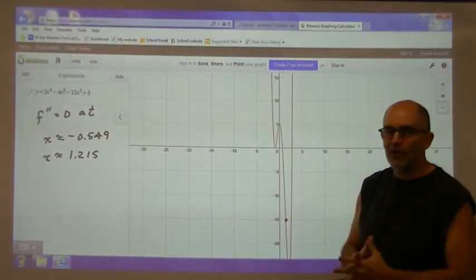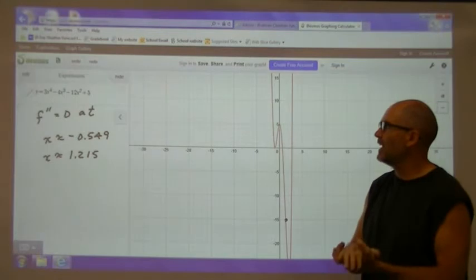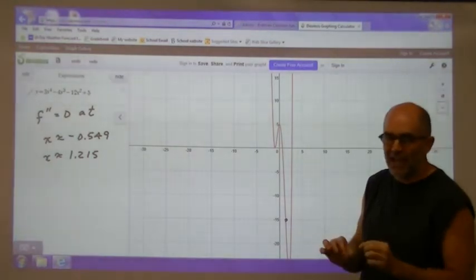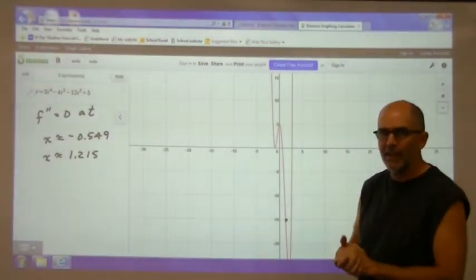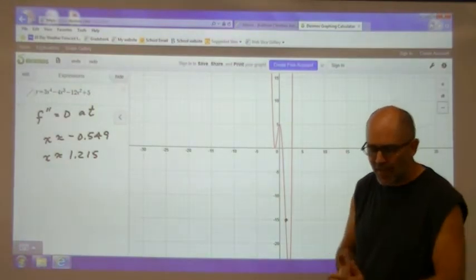Now, the other value of the second derivative is finding the points of inflection, or the change in concavity. And that's it for this section. Have fun with these.